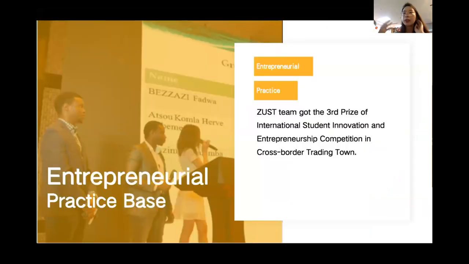Meanwhile, while you are still a student at ZUST, we will also organize a lot of academic competitions so that you can have enough time to practice yourself. For example, we have established a lot of entrepreneurial practice bases, and we will guide you to participate in entrepreneurship competitions. Our school stands out among all the other Chinese universities for international education, especially in these competitions. We have helped students to acquire gold medals, silver medals, etc.